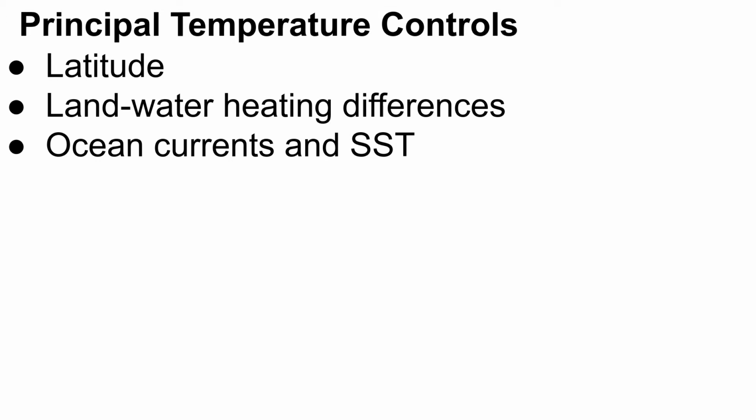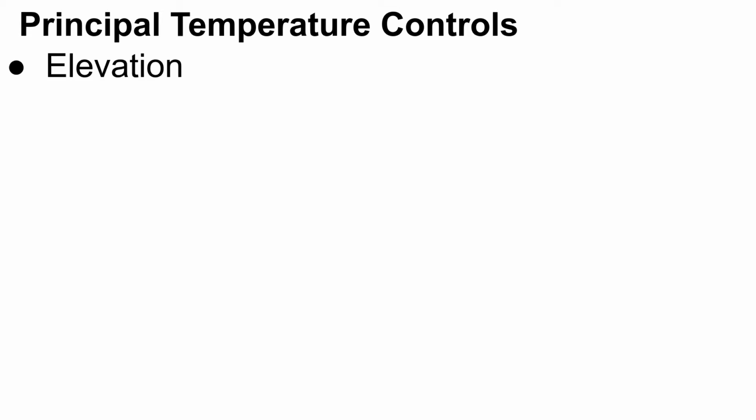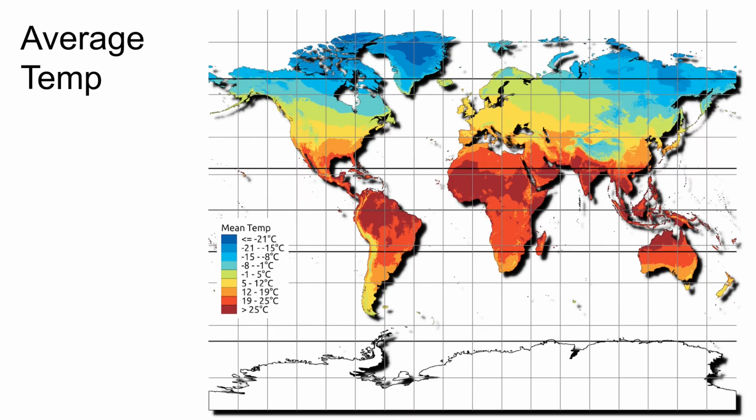Ocean currents, right. If you're on the west coast, there's a cold current, so you might be a little cooler than on the east coast where there's a warm current right offshore. Elevation, higher elevations have colder temperatures. You know, people go skiing in the mountains where it's high because it's cold. High elevations are cool.